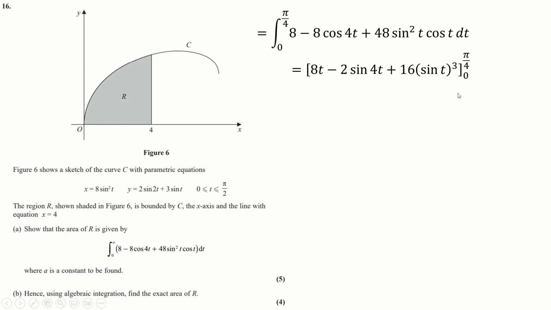You put in pi over 4 to make, well, sine of 4 times pi over 4 is just sine of pi, which goes away, that's 0. Sine of pi over 4 is 1 over root 2, as we saw earlier. Cubed is 1 over 2 root 2. I mean, you can just do this in the calculator. When you put in zeros nicely, everything just goes away, because sine of 0 is 0, and that's 0. We end up with this here.